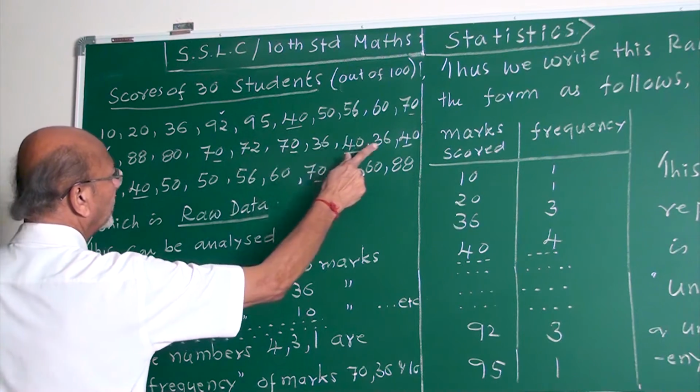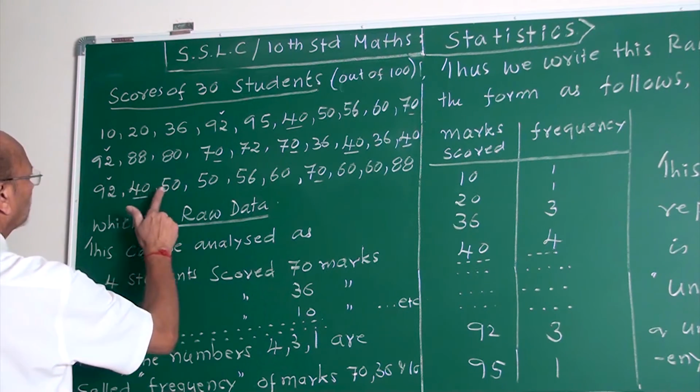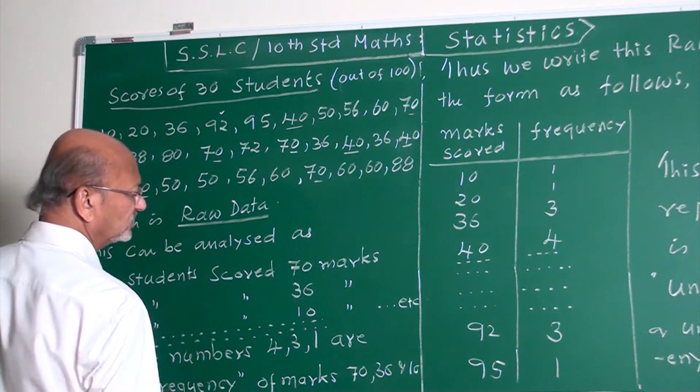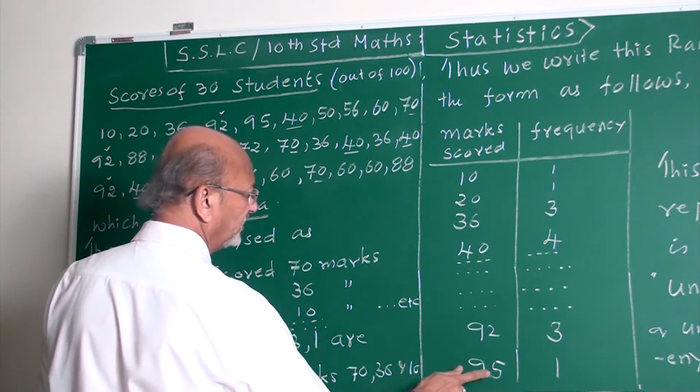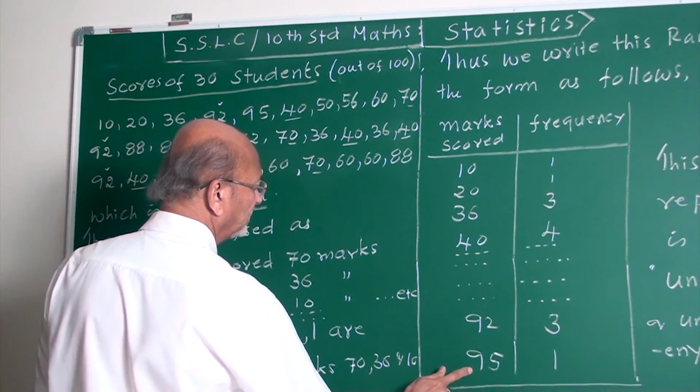Here there is no 95. In the third row also there is no 95. Then the number of students who scored 95 is 1. That 1 is the frequency of 95.